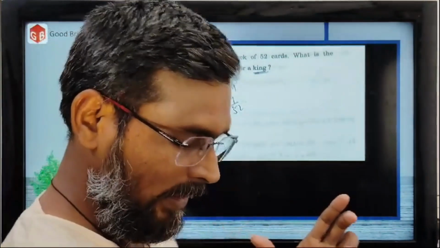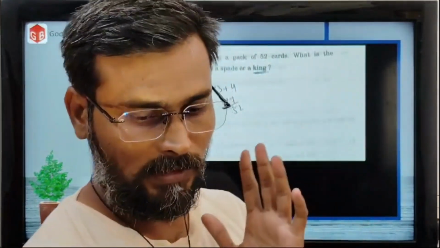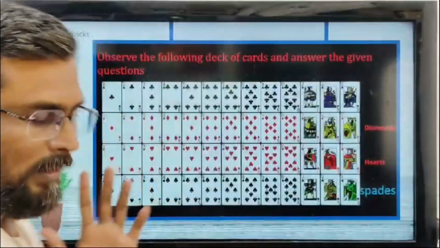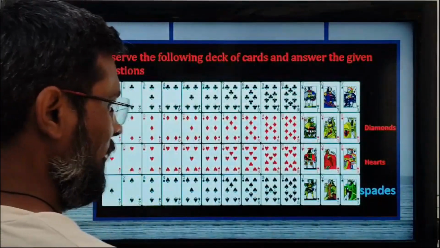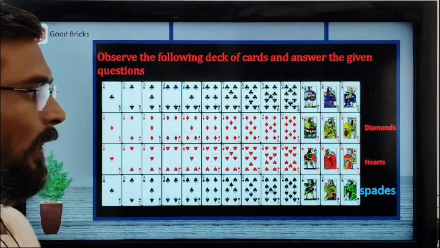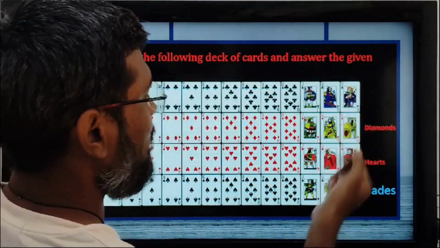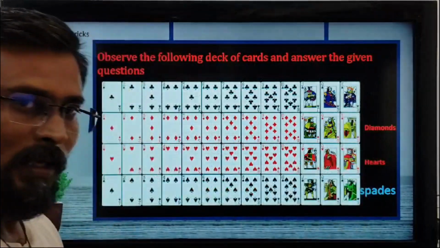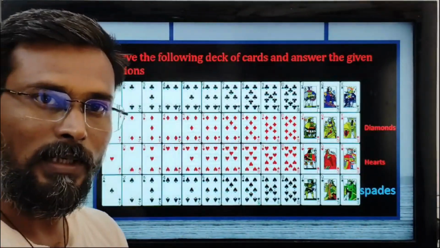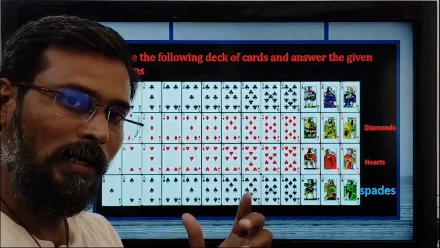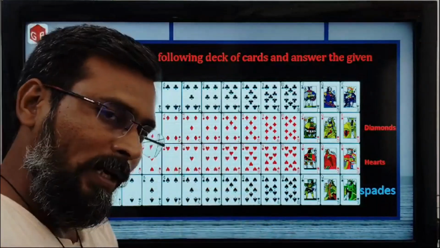Now next question is related to probability in the cards concept. So here first of all, look at the cards. These are all the spades. 13 spades are there, and here you can see kings. I think these are kings. Now they are asking what is the probability of getting a card which is a spade or a king.